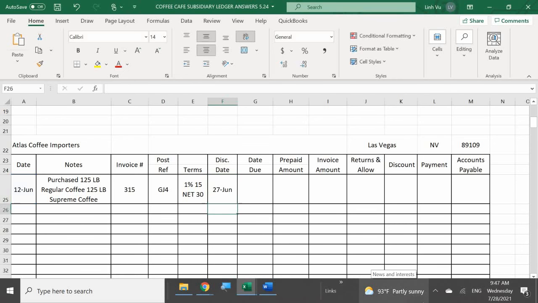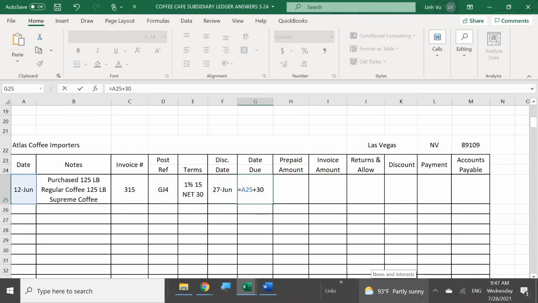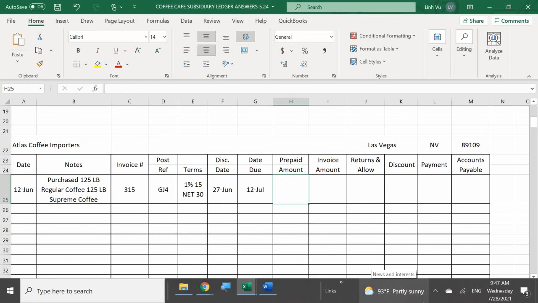The 27th. Good. And then, if not, it's going to be due on July 12th. Good. Okay. We didn't have a down payment for the coffee, but we did receive an invoice amount, which was $362.50. And once again, I didn't pay for it.